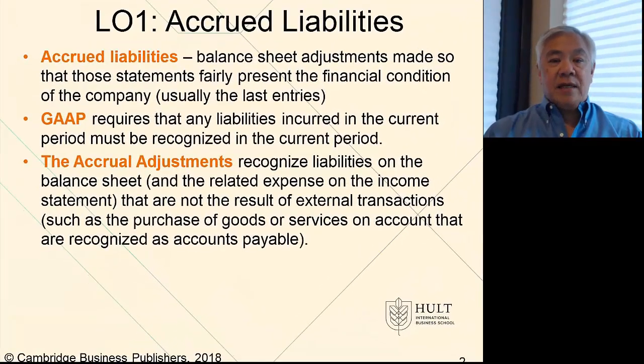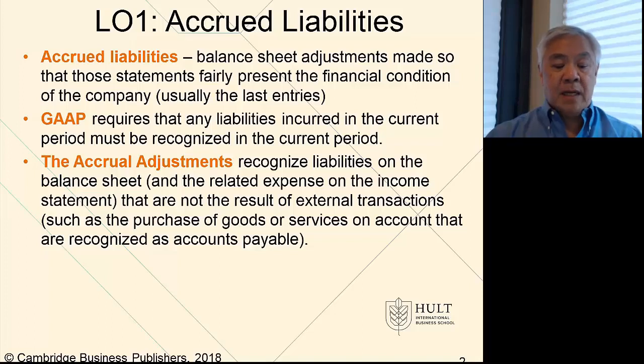All right, accrued liabilities. Accrued liabilities represent the balance sheet adjustments that we make so that the statements fairly present the financial condition. That's a core idea of GAAP, which is to make sure that all the revenues and the expenses are recorded. Here we're looking at the last entries typically before we close the books and go to issue financial statements. GAAP requires that any liabilities incurred during the period must be recognized in the current period. Again, we're not looking at the cash movement, we're looking at when an obligation is incurred.